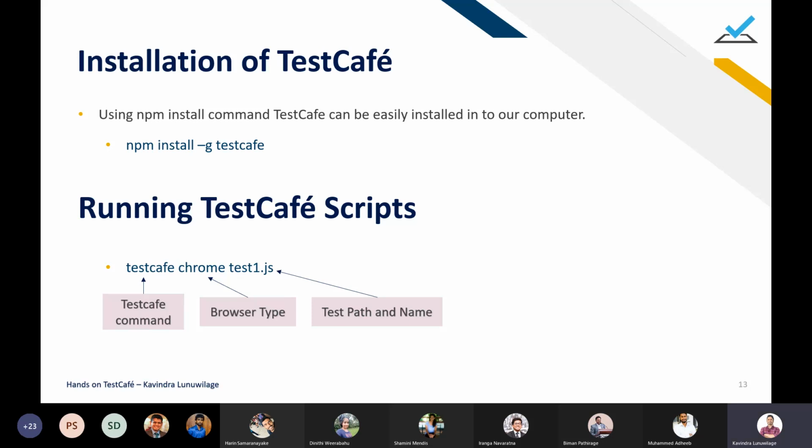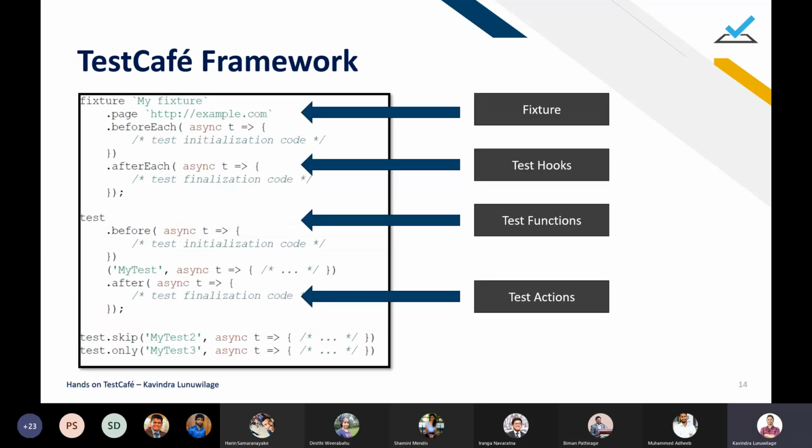So before that, I'll show you the TestCafe framework. This is a sample framework, and I just want to give you some idea about the sections in the TestCafe framework. So here in TestCafe, you can see fixtures, test hooks, test functions, and test actions, similar to Cypress as well. But if you are coming from a different testing environment like Selenium and WebDriverIO, this fixture thing might not be familiar to you.